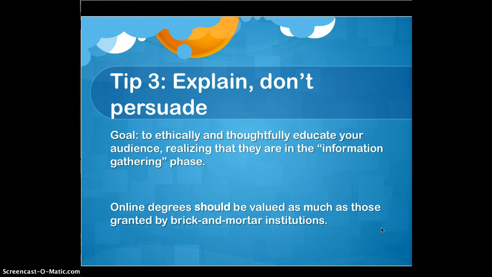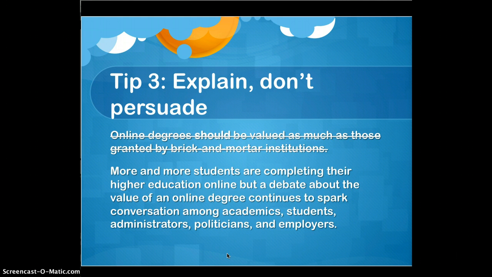If you're writing and working with a main idea that looks something like this in relation to your own issue, my issue that I'm working on for this example is online education. So if I write something like "online degrees should be valued as much as those granted by brick and mortar institutions," well, this word right here, "should," that's a clear giveaway that I'm trying to convince my audience of something. So if you're seeing something that resembles this type of working thesis statement, slow down, back up. You need to rephrase it to be more educational and less persuasive. So what might that look like?